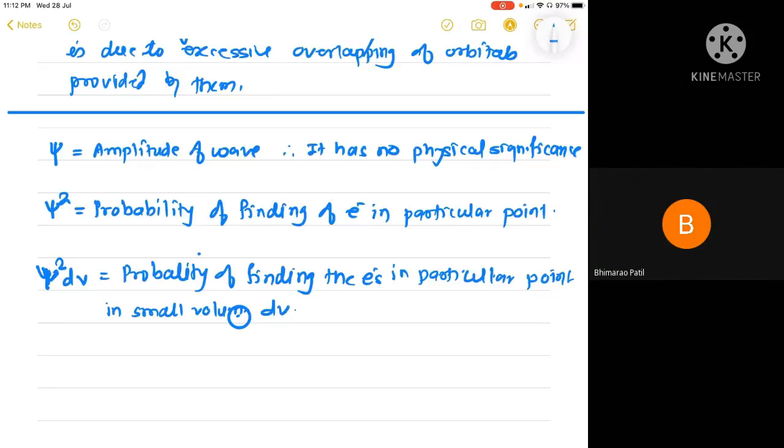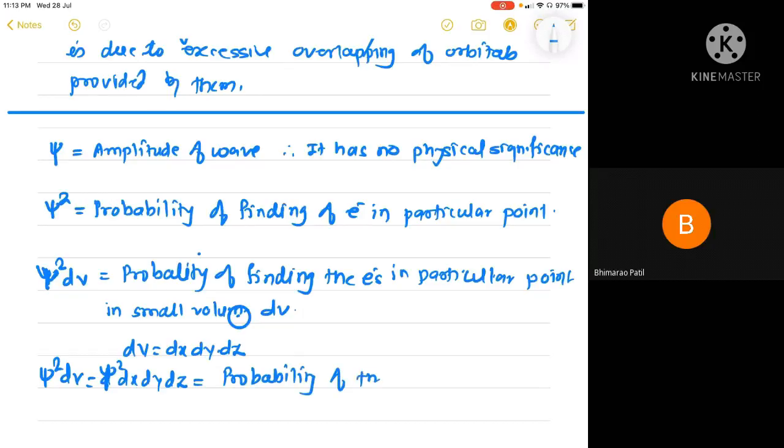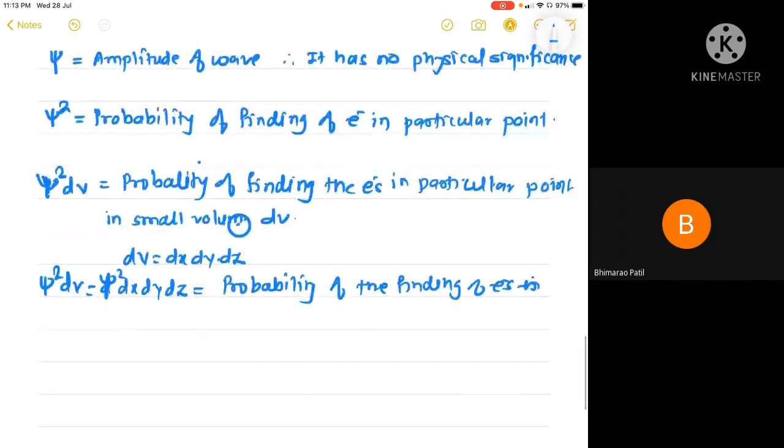Then you know that d tau is equal to dx into dy into dz. Therefore, psi square d tau is equal to psi square dx dy dz. It is the probability of finding the electron at a particular point in a small volume. But if you extend it to the three-dimensional Cartesian axis, this is the probability of finding the electron in the three-dimensional axis.